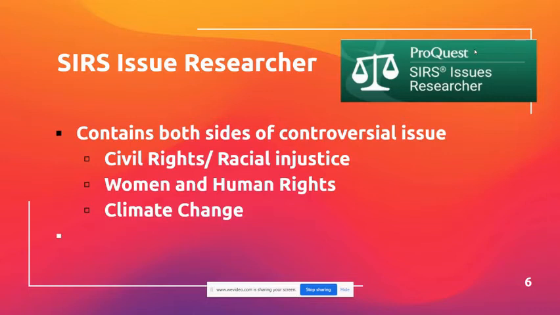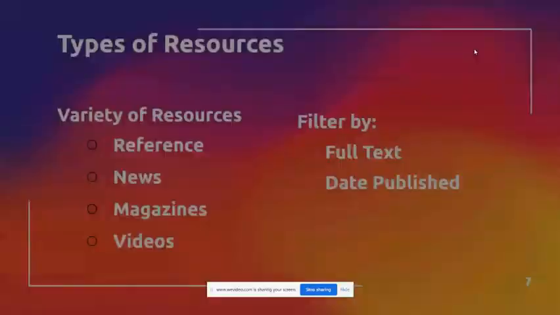If you were doing something related to the civil rights movement or racial injustice, something related to women or human rights, something related to climate change, those are all what we would consider issues where maybe there are different points of view that have been presented. There are many different topics contained in this database. However, you may take a look, and if your topic is not something that they cover, then you would just use Explora or Gale or both of those.